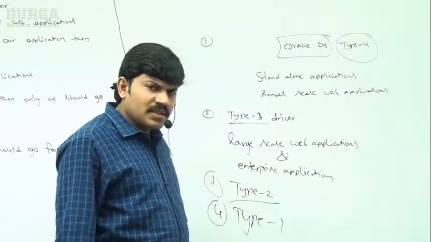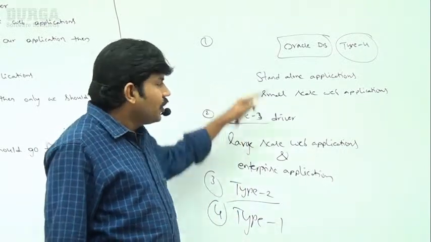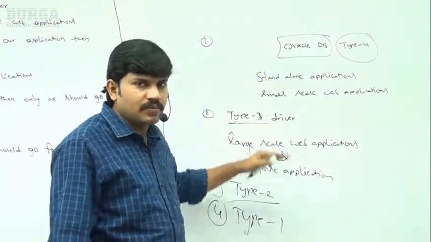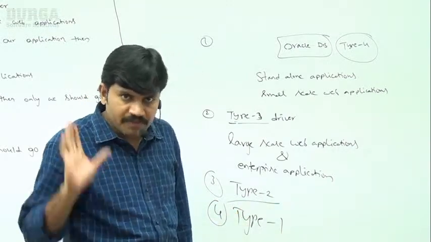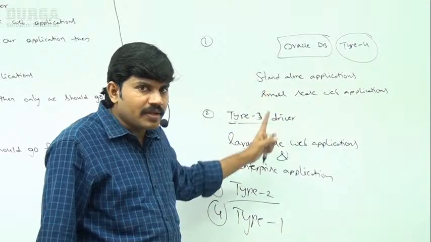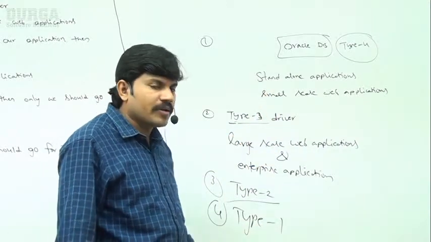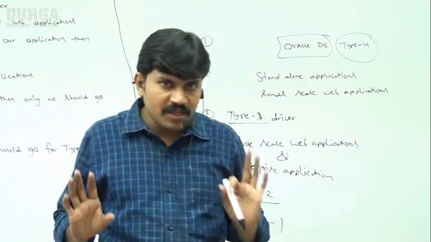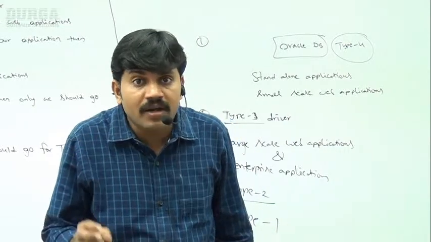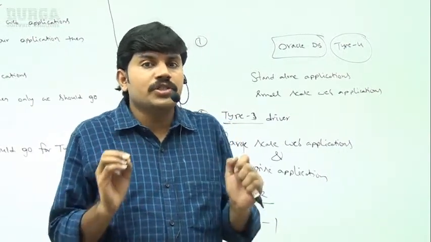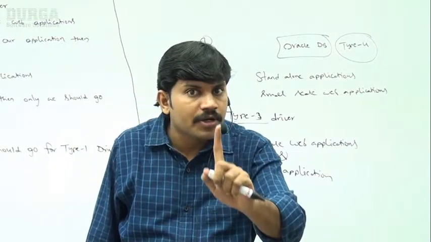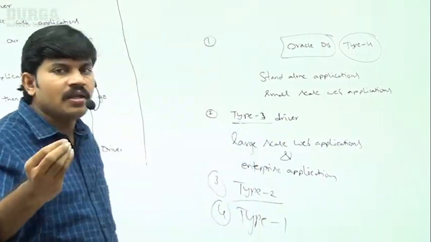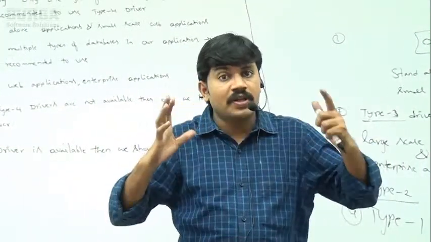Clear, right? Next, what about type 2 drivers? If type 4 and type 3 are not available, then we should go for type 2 driver. Clear? If type 4, type 3, type 2 are not available, then we can go for type 1 driver, right? Clear for all of you, right? So which driver is required in which scenario, you should be in a position to answer left and right to the interviewer. Clear for all of you, right? Okay, let me summarize the notes so that you will get much clarity. Have a look once.